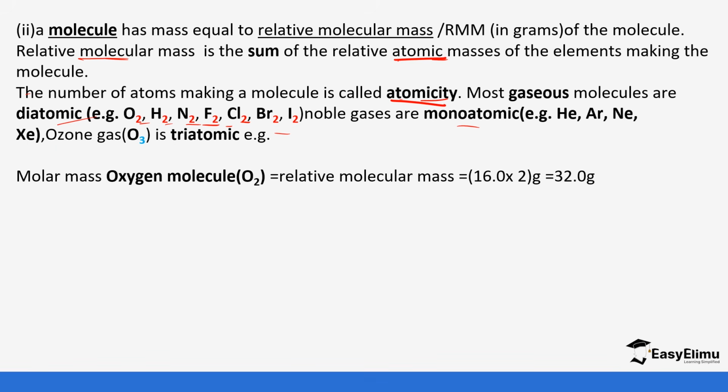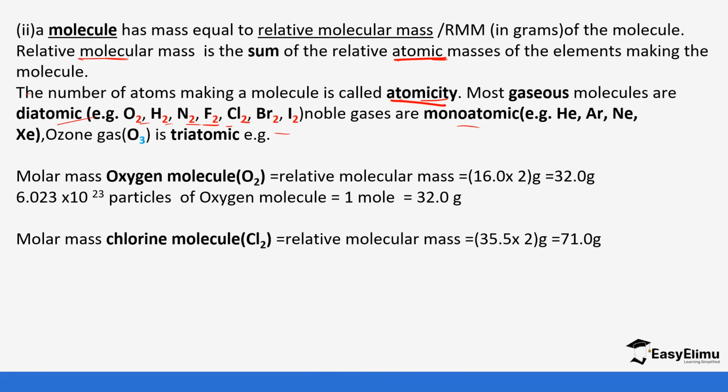When we look at the molecular mass of oxygen, it's going to be 16 plus 16, which gives us 32. This is also 1 mole of oxygen molecules. So 1 mole of oxygen molecules is equal to 32 grams, which is the same as 6.023 times 10 power 23. Hope you can see the difference. Here we are talking about molecules, but it doesn't change Avogadro's number or constant. So the molecular mass of chlorine, which is Cl2, you add 35.5 plus 35.5, which gives us 71, which is the same as 1 mole, which is equal to 6.023 times 10 power 23.